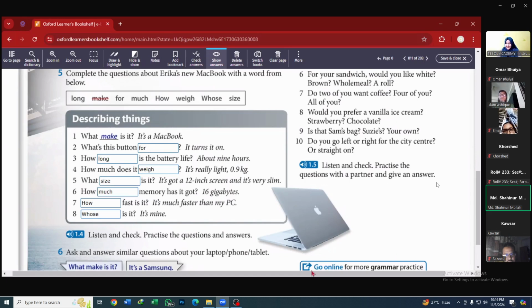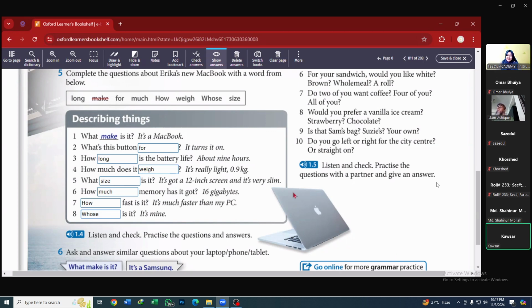Assalamualaikum, Kausar bhaiya. Assalamualaikum. Are you ready? Yes, I'm ready to answer you. What make is it? It's a MacBook. Good. Number 2, Mr. Kausar. What's this button for? It turns it on. Good. It turns it on. Number 3.